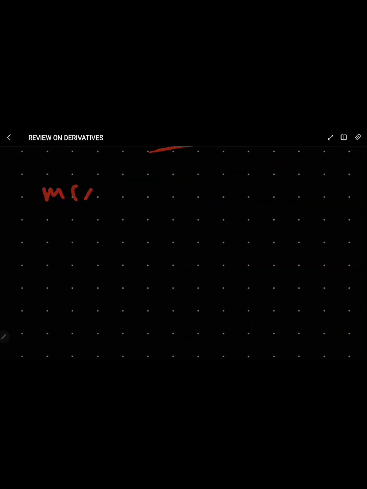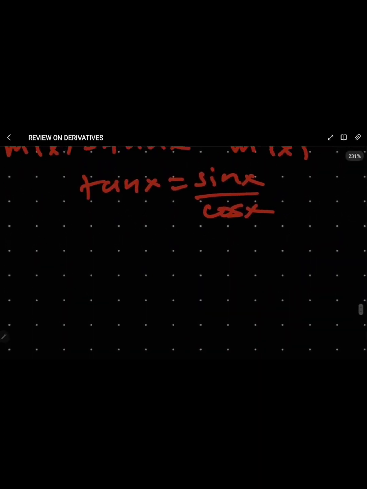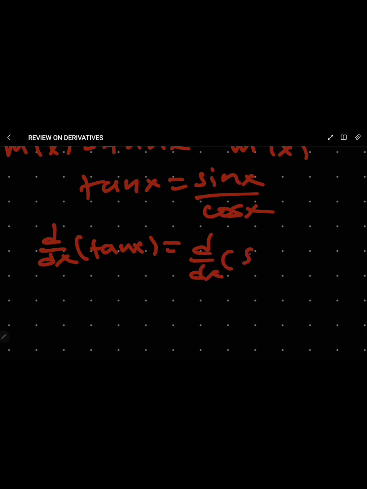If your m of x is tan x, what is the derivative of m of x? It looks like it's not a quotient function, but tan x is defined from your trigonometry as sine x over cos x. So this is a quotient function. To do this, tan x is equal to sine x over cos x, so the derivative d per dx of tan x is d per dx of sine x over cos x.